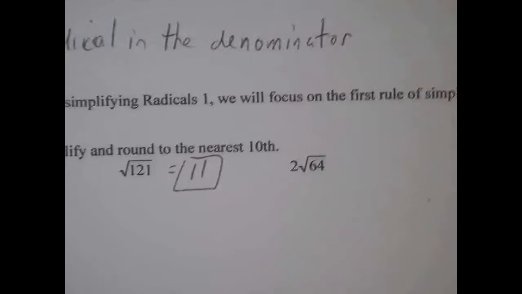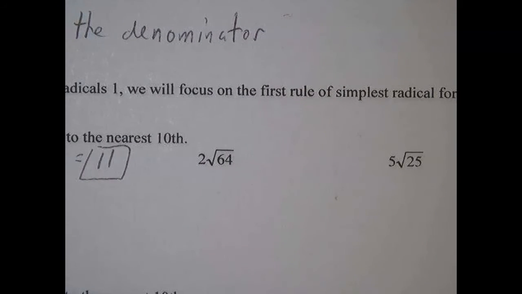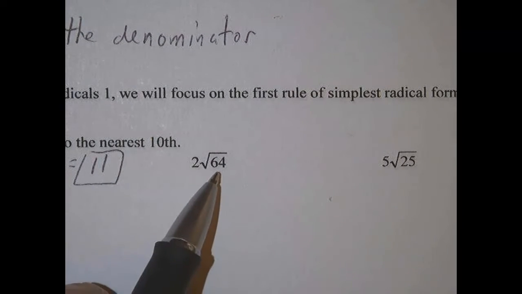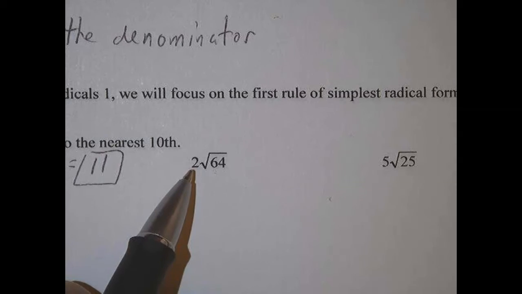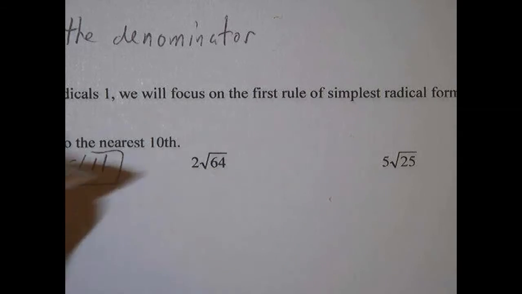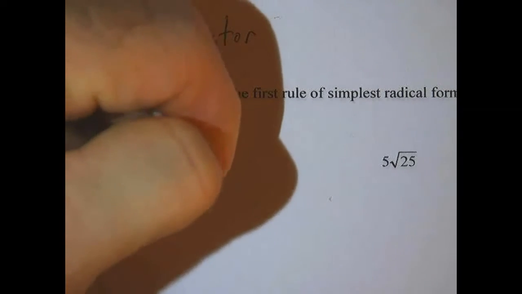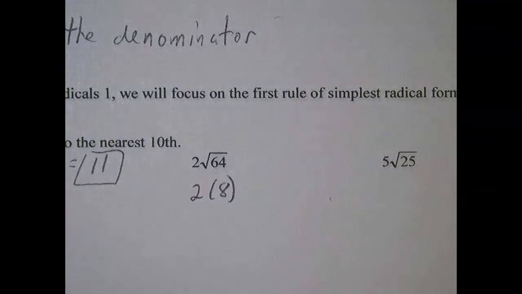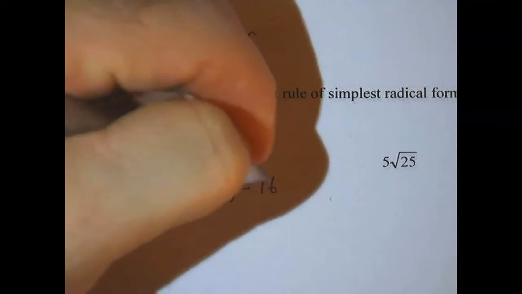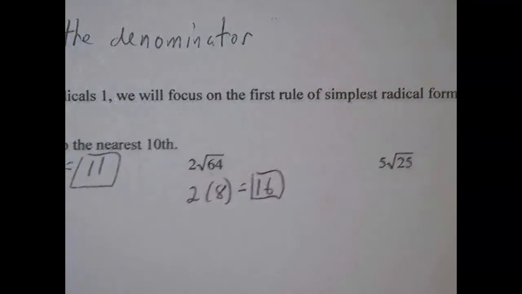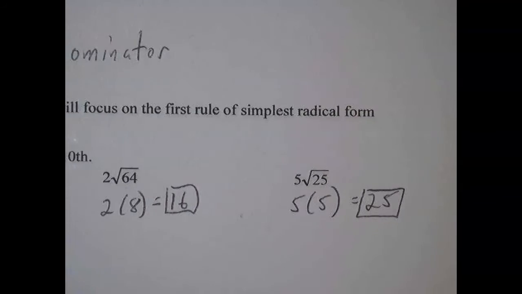Now let's go on to when there's something in front of it. That's a number that's being multiplied by the square root of 64. Since we know that the square root of 64 is 8, this is really 2 times 8, which altogether is 16. Try the next one. Okay, so 5 times the square root of 25 is really just 5 times 5, which is 25.